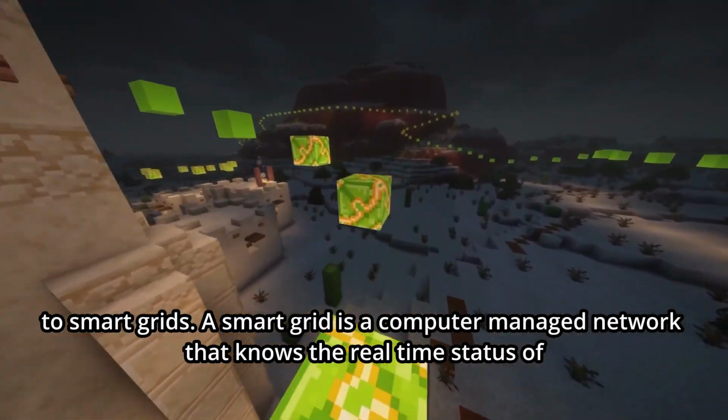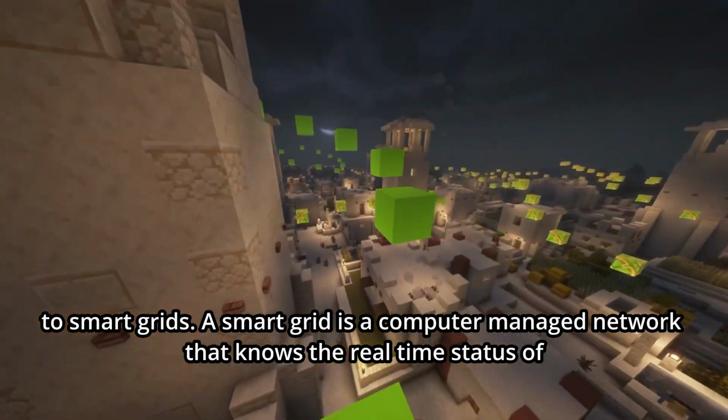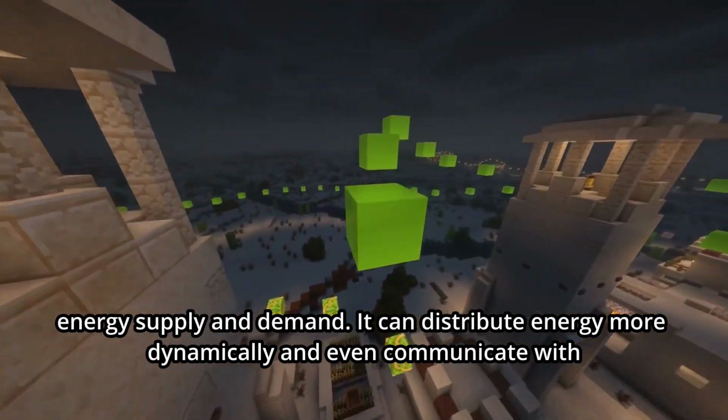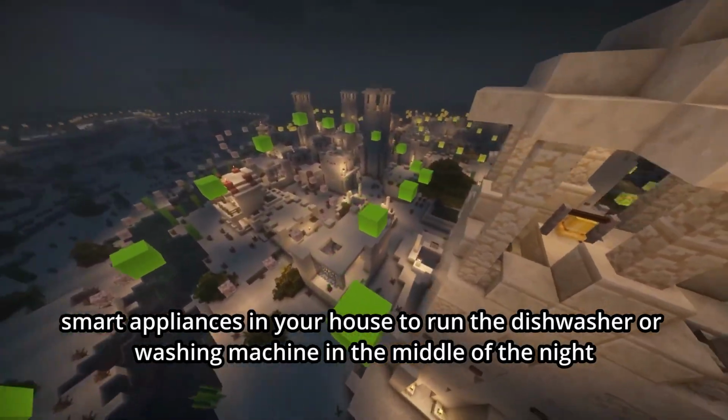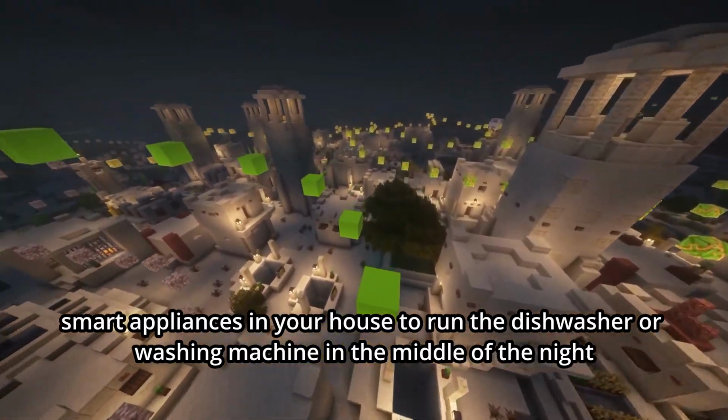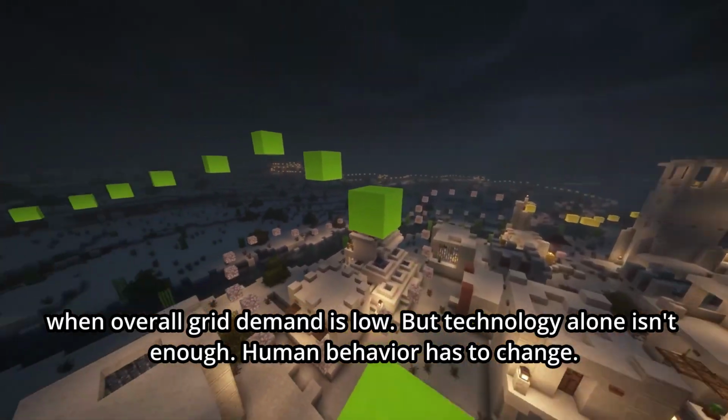To fight this, engineers are trying to transition us to smart grids. A smart grid is a computer-managed network that knows the real-time status of energy supply and demand. It can distribute energy more dynamically and even communicate with smart appliances in your house to run the dishwasher or washing machine in the middle of the night when overall grid demand is low.